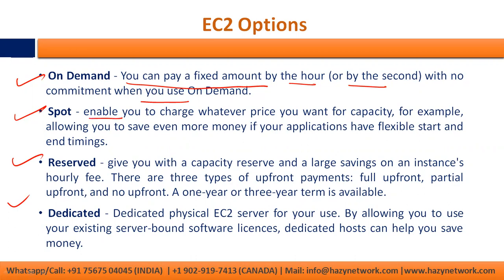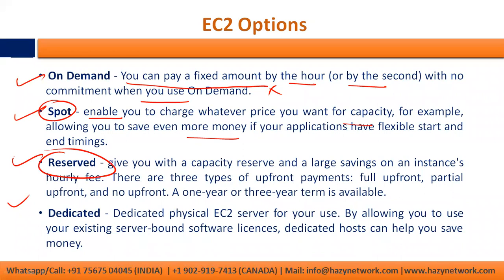Spot instance means what? It enables you to name whatever price you want for capacity. For example, it allows you to save even more money if your applications have flexible start and end times. Means here your time is not fixed. Whenever you want to log in, you can log in and use it. But here you have somehow fixed time. Spot means you are informing Amazon AWS that this is my start time, this is my end time, and in between this time I will use the EC2 instance. So if you have already decided on something, then you can save your money.